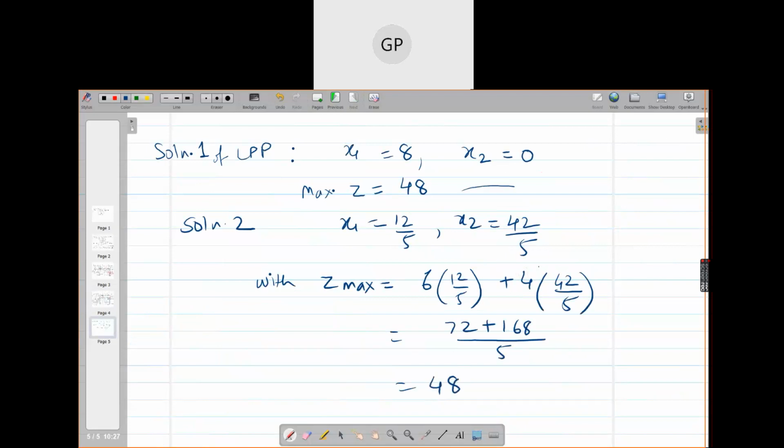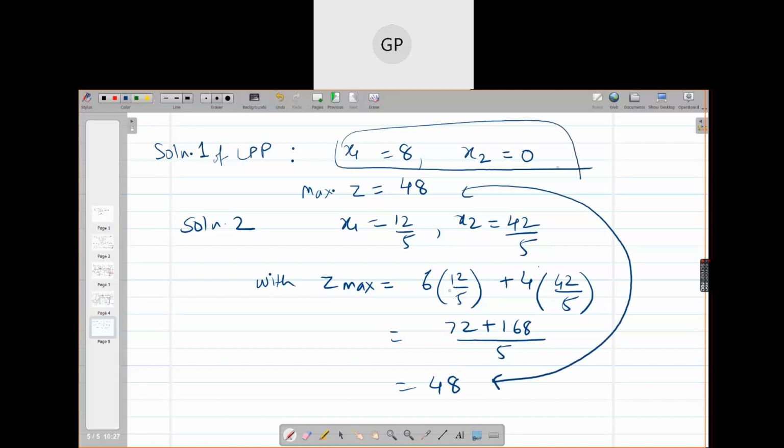Okay, so you can see the z value is same, but the combinations are different. Here x1 is 8, x2 was absent, and here x1 and x2 both are present in the solution. So this was the case of alternate solution.